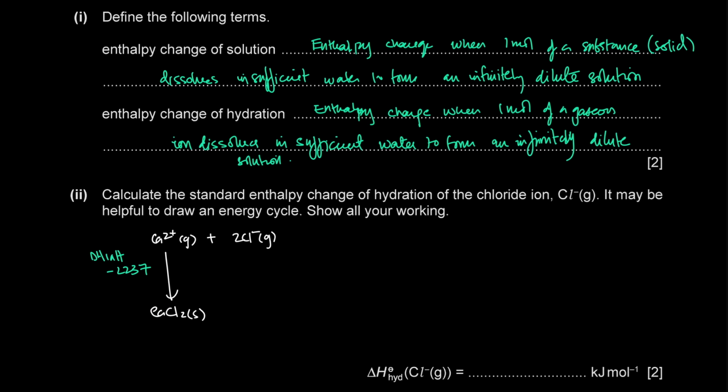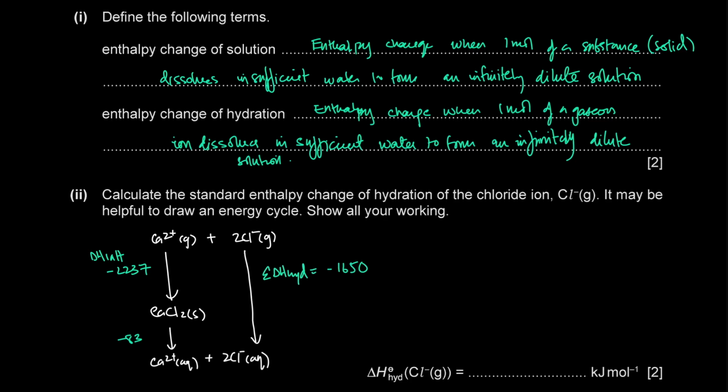So if you go from calcium chloride solid to aqueous ions, so we have Ca2+ aqueous and 2Cl- aqueous, that is negative 83. Okay, and then we want to find the enthalpy change of hydration of chloride. Now this enthalpy change over here from gaseous ions to aqueous ions is the enthalpy change of hydration. Now for calcium, that is negative 1650, that's given to us.